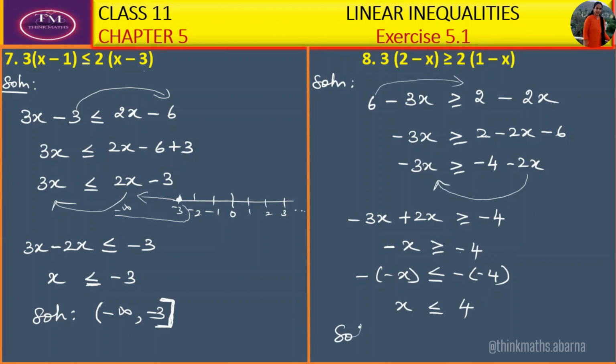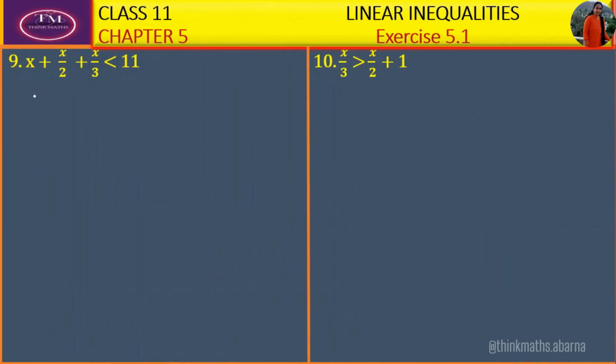So now what is the solution? Okay, as it is less than or equal to 4, the solution will be minus infinity comma 4. We have equality here, so we should use the box bracket. Okay, children, this is the way you have to write the solution. So, I hope you are all clear on how to write the solution.